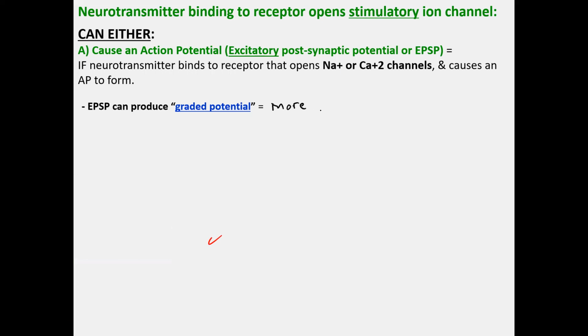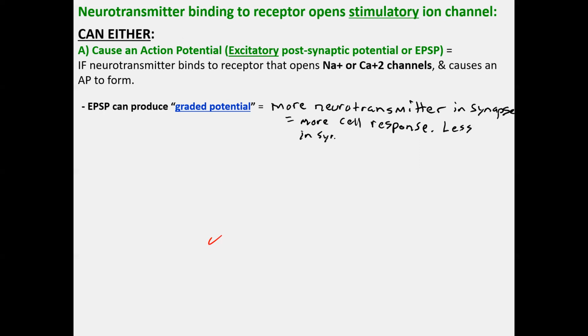More neurotransmitter in the synapse equals more cell response. And the opposite is true. Less in the synapse equals less response.